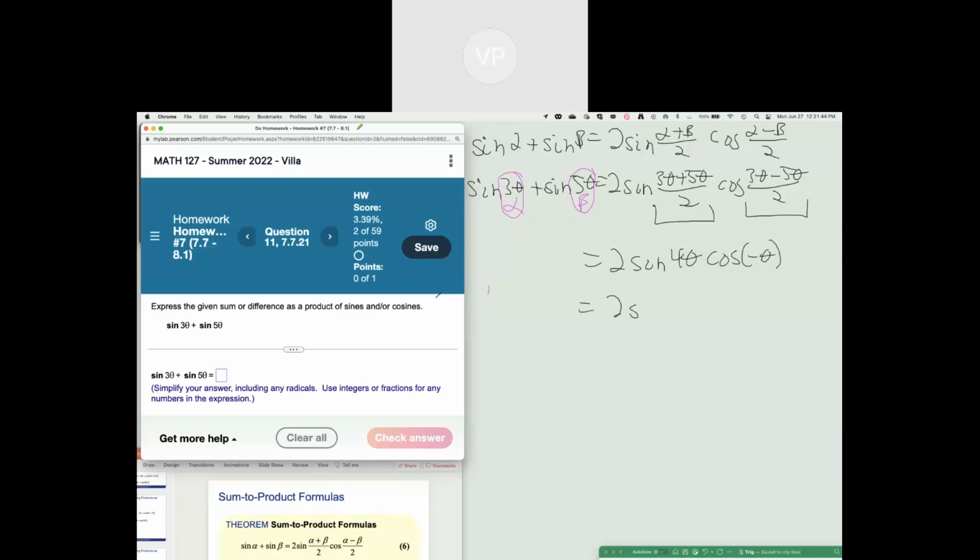And my last part of simplifying is like the last problem. When you have a cosine of a negative, it's the exact same thing as cosine of just regular theta. And that's our product right there. That's all I need to add.